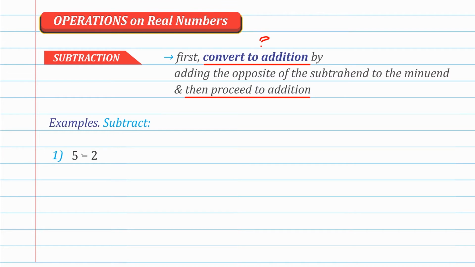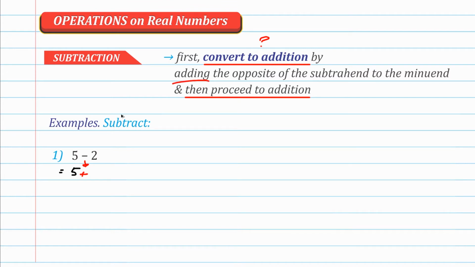Okay, let's try and convert. Convert daw to addition. And how do we do that? So, lalagyan ko ng equal sign. 5 minus 2, yung 5, gagawin nating addition. Plus 2. Ganun ba yon? No, that's not the correct way of doing it. May rule tayo. You convert to addition by adding yung minus, magiging plus na.